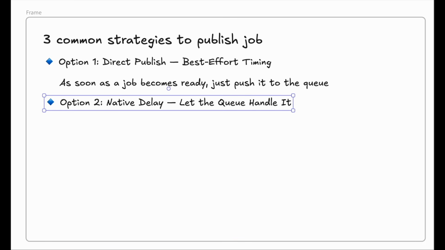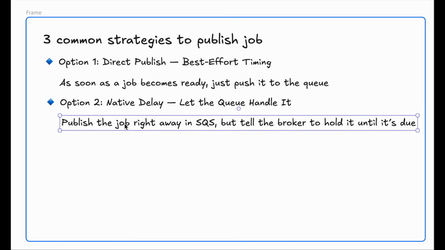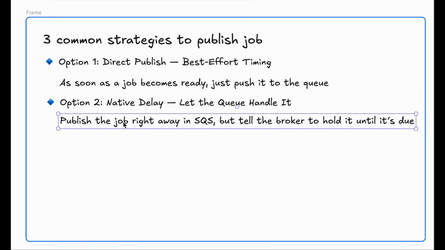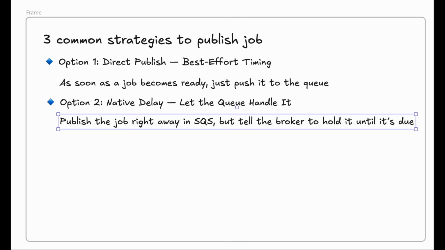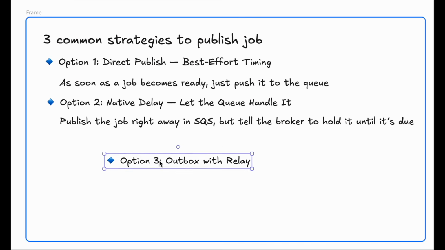Option 2. Native delay. Let the queue handle it. If your queue supports per-message delays, like AWS SQS or Google Pub/Sub, you can publish the job right away, but tell the broker to hold it until it's due. This gives better timing accuracy. The queue becomes the timer, but it still depends on the broker's delay granularity, SLA granularities, and max delay limits.